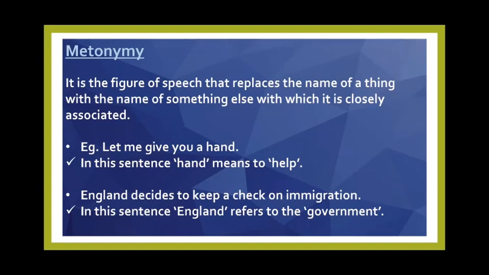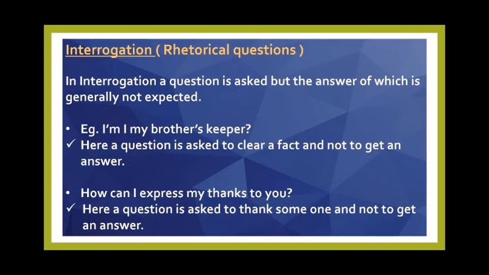Next, England decides to keep a check on immigration. So again, England refers to the government. That is, actual England does not keep a check on immigration. It is the government in England that keeps a check on the immigration, that is migration of people from one country to another or from one state to another. So that is why the real meaning or the name is replaced by something else. So in both these sentences we have metonymy as the figure of speech.